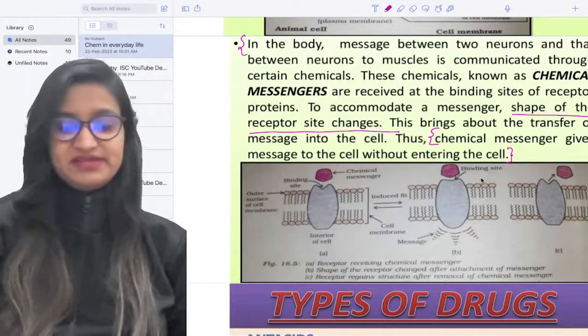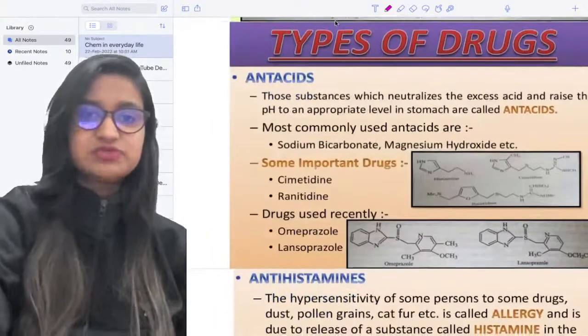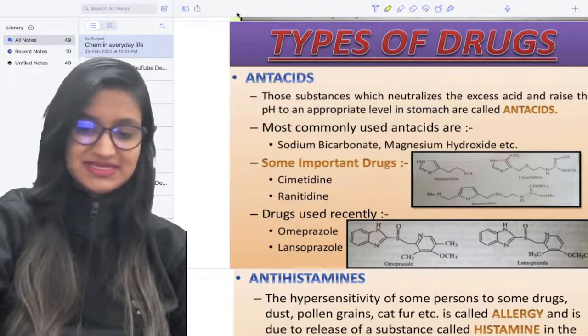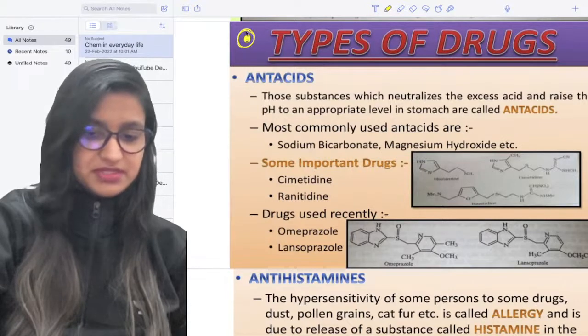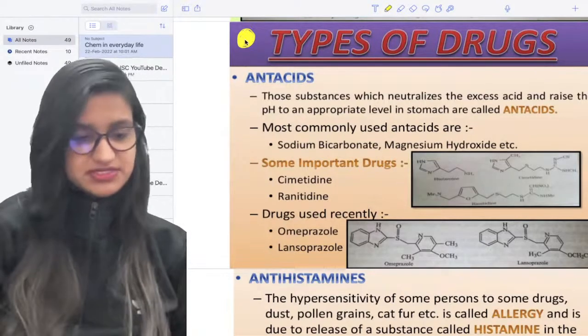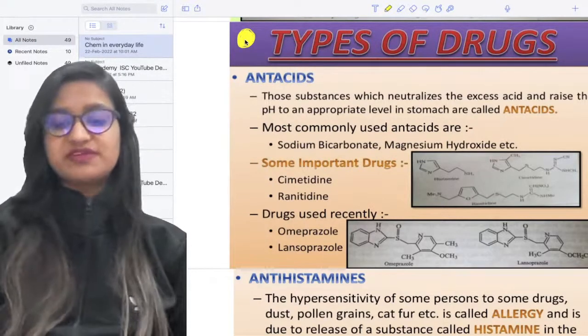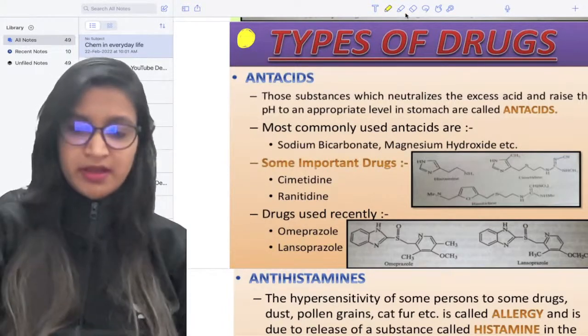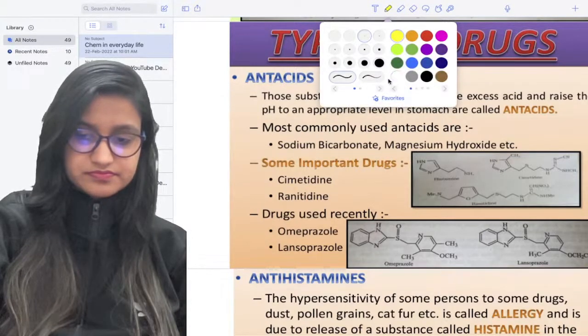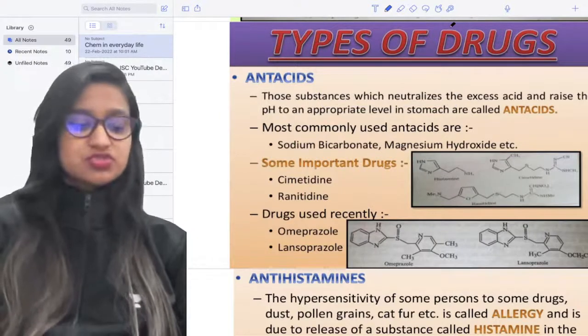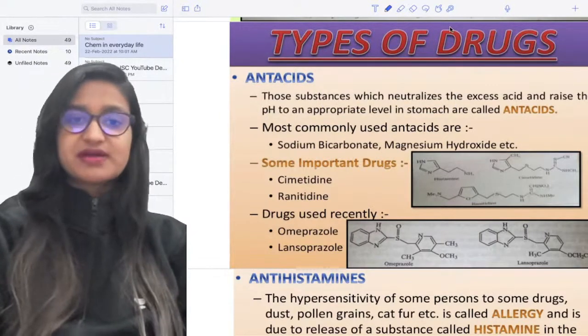The next topic that we need to cover is the types of drugs. Very interesting this is. This is types of drugs. That's the next topic that we need to cover. So the very first type of drug is antacid.